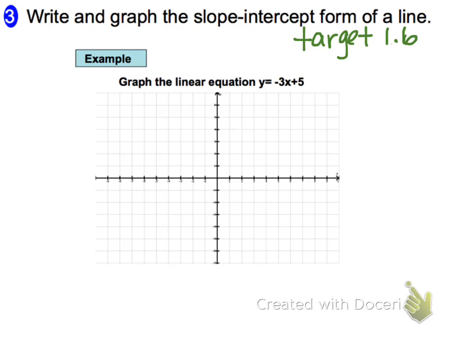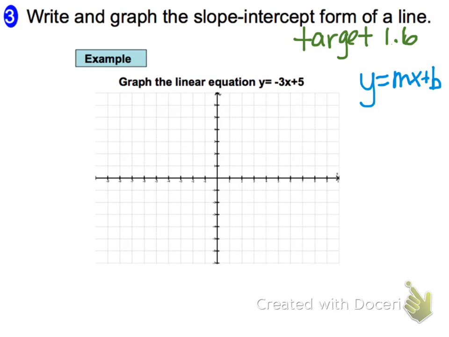The next part of this video talks about slope-intercept form, and this is one of our targets, so graphing equations in slope-intercept form. So let's just take a quick review. Here's our equation, y equals -3x plus 5. It already is in slope-intercept form. Remember, those equations are in the form y equals mx plus b, where m is the slope and b is the y-intercept. So it looks like my y-intercept is 5.